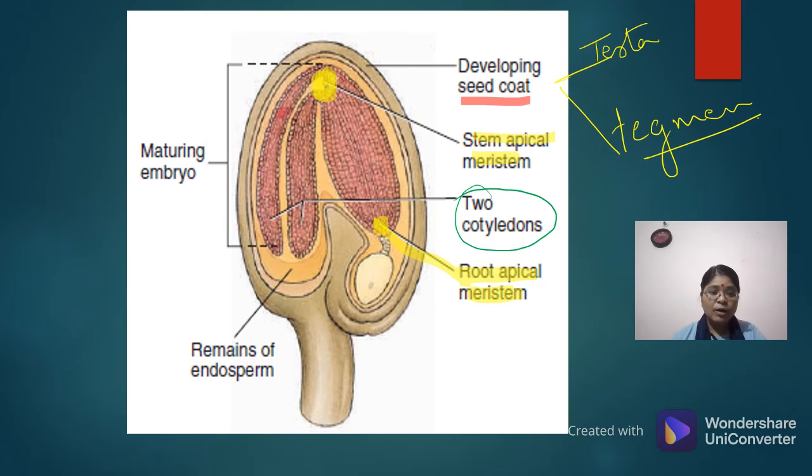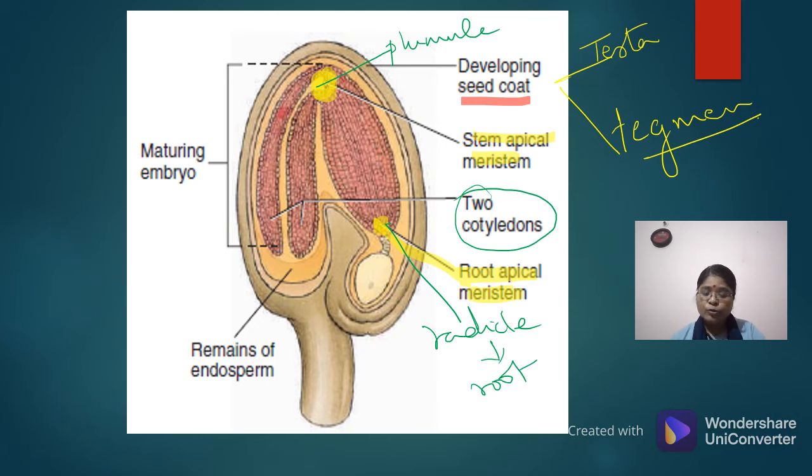This is called the plumule, and this is called the radicle, which will give rise to your root, the entire root it will give rise to, and the plumule will give rise to your shoot.